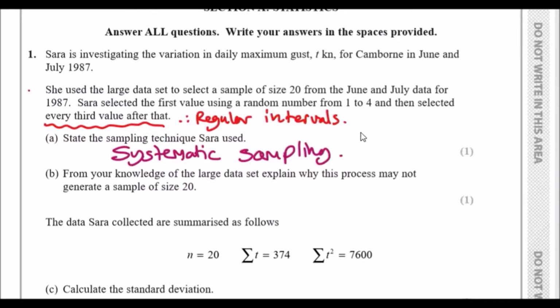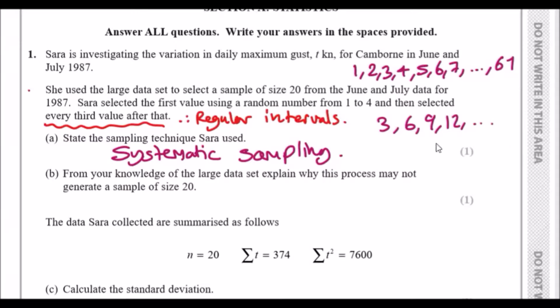What this means is that if you select a value from 1 to 4, for example 3, and then every third value, then if the days go up in sequential order, 1, 2, 3, 4, 5, 6, 7, all the way up to the last day, say the 61st day, the next value would be adding 3 more. If it was 3, the next one would be 6, then 9, then 12, and so on. This should give us a list of 19 or 20 values. That's what it means here, well, that's what I believe it means.